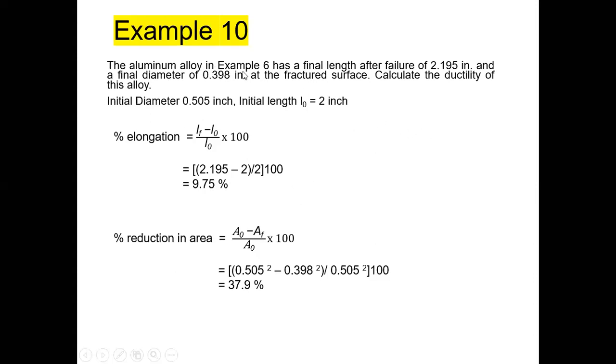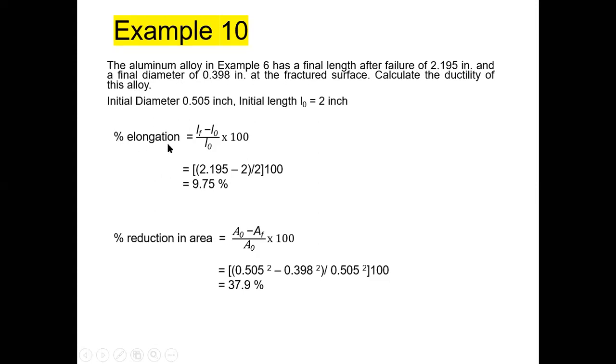The aluminium alloy has a final length after failure. That means after breaking, the final length is 2.195 inches and the final diameter is this amount after breaking, right? So calculate the ductility of this alloy. Then we have to show the values for elongation and percentage reduction in area, right?